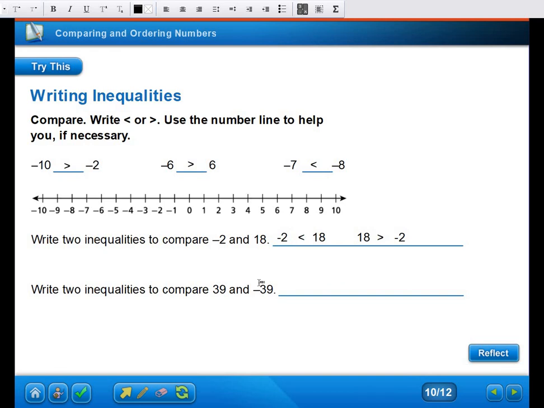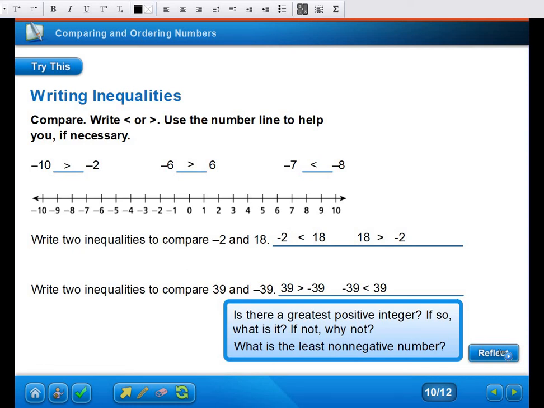So now what I'd like you to do is try this one on your own, and when you come back, we'll check your answer. So here you should have gotten that 39 is greater than negative 39, and the other one would have been that negative 39 is less than 39.